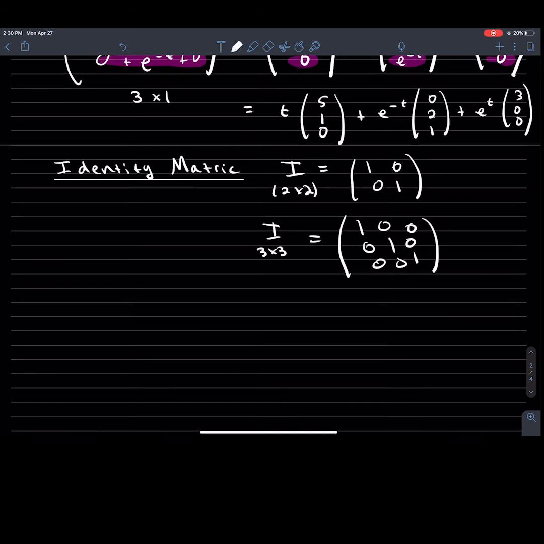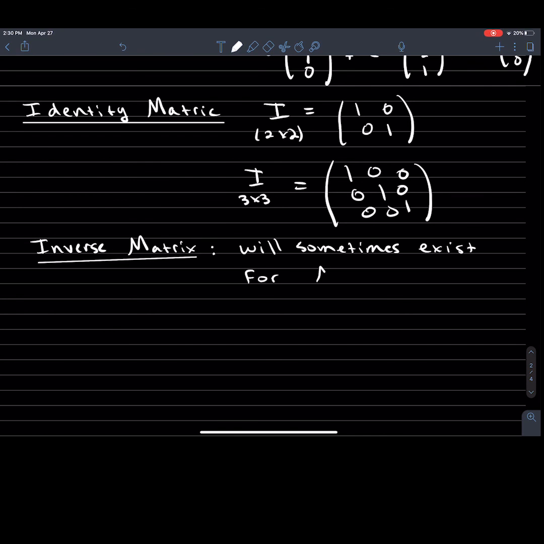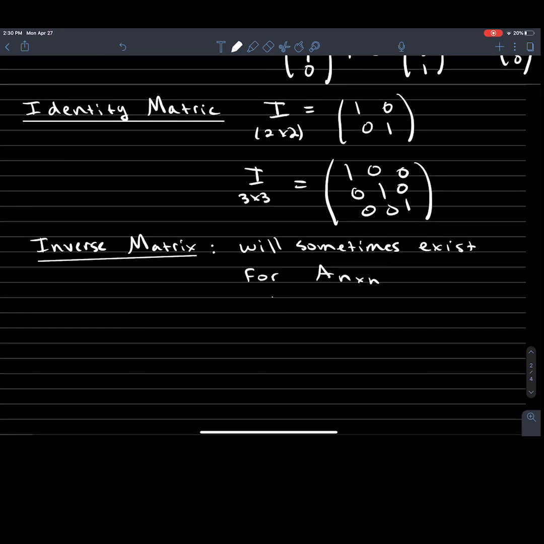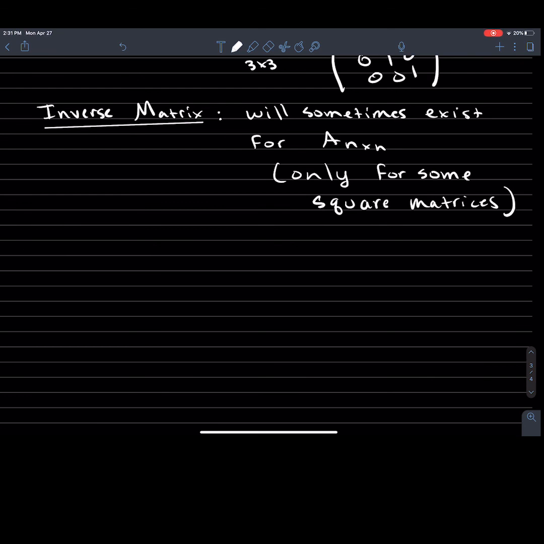Now another concept that we're going to need is the inverse matrix. It doesn't exist all the time, only for some. It will sometimes exist, and it will only exist for square matrices, for an n by n. So only square matrices have inverses, but not all square matrices. If it's not square, you can't find an inverse. If it's square, we can find a way to figure out if it exists or not. We'll need the determinant, but I'll have to teach the determinant first. But finding inverses, we can find the inverses.